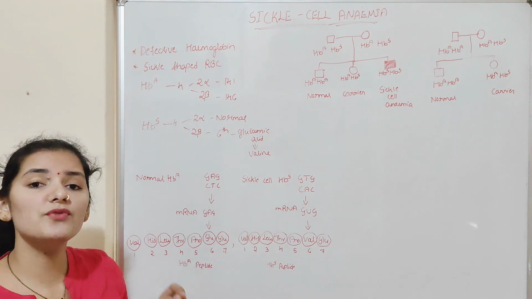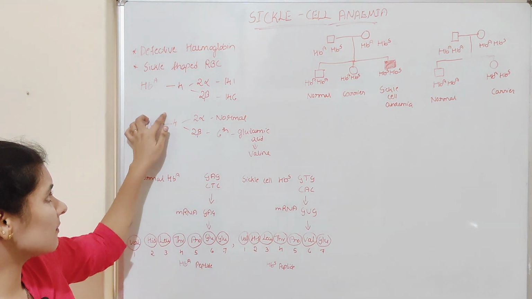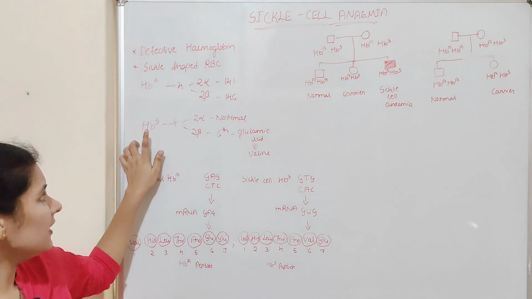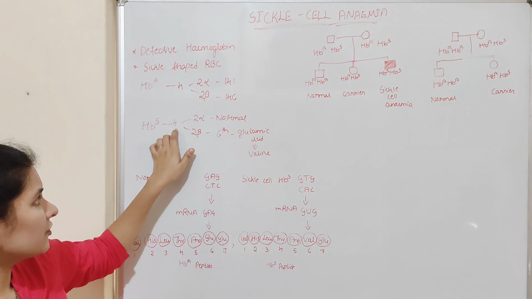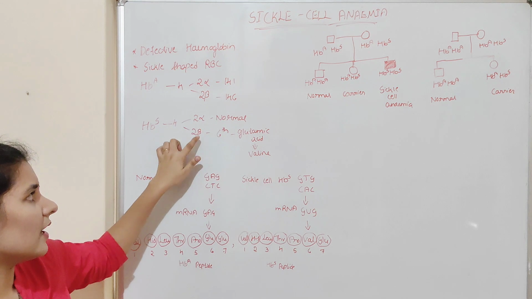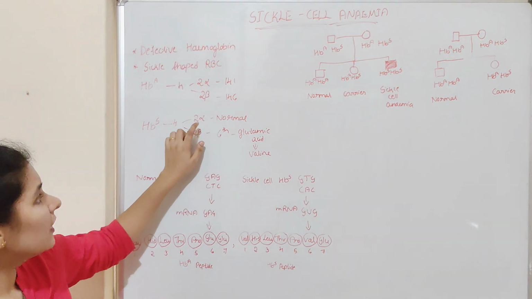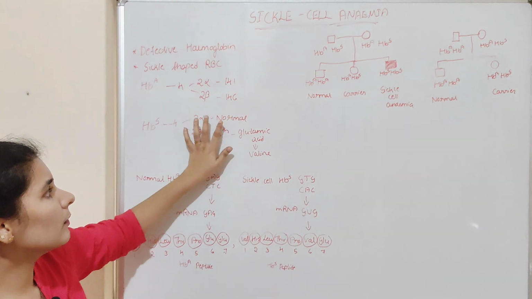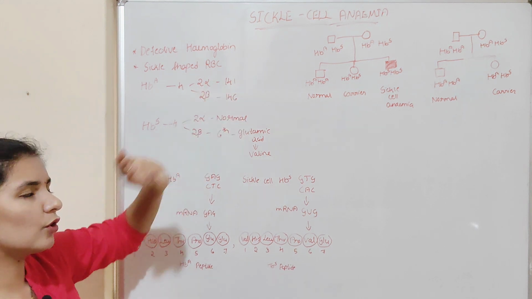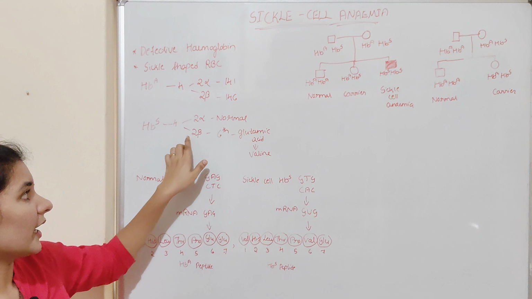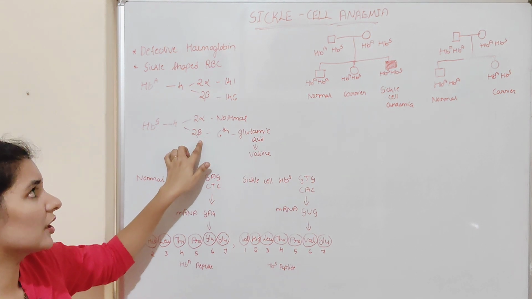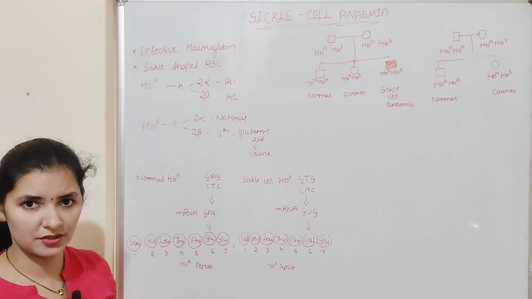The hemoglobin of a sickle cell anemia patient is represented by HbS. Again, this HbS also has 4 polypeptide chains. Out of the 4, 2 are alpha and the other 2 are beta. The 2 alpha chains will be normal. Normal means they have 141 amino acids like that of the normal hemoglobin. Whereas there is a difference in the beta chain in the sickle cell anemia patient.